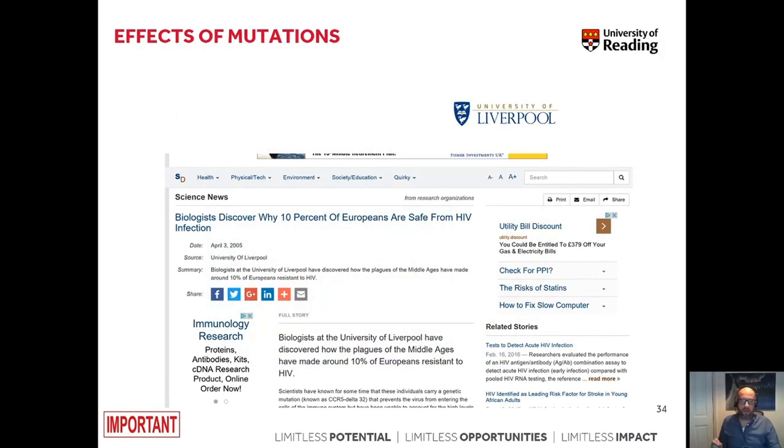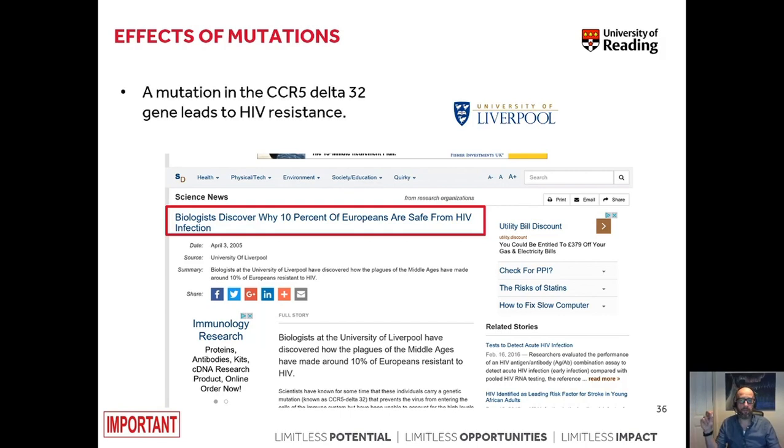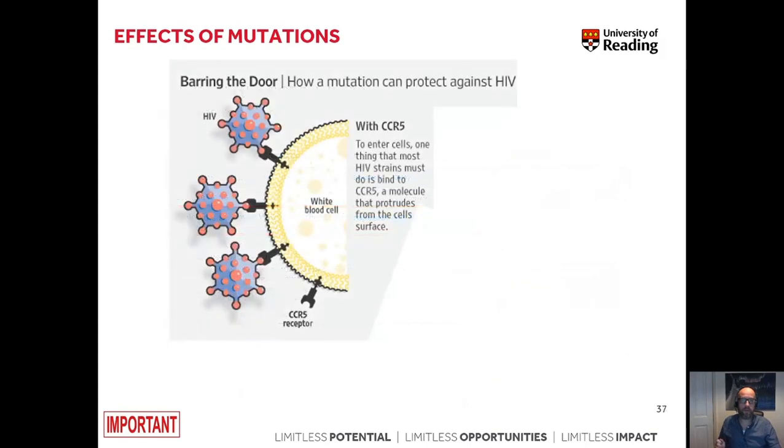Here, biologists at the University of Liverpool have discovered that a certain mutation in a gene which is important for the immune system makes the carriers immune to infections with HIV. And this mutation is a mutation in the so-called CCR5 delta 32 gene. So why is this mutation important?